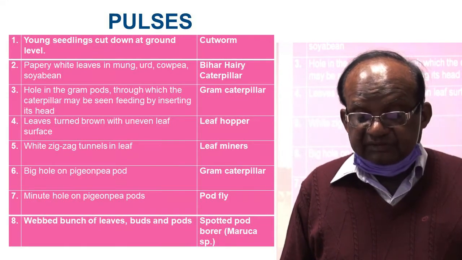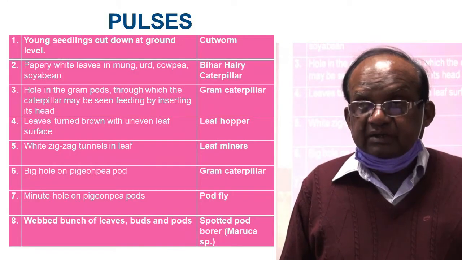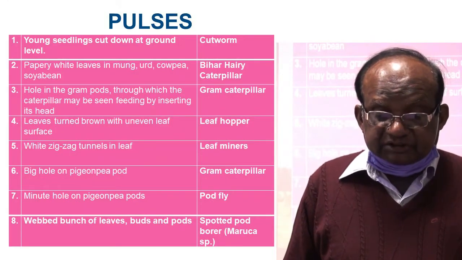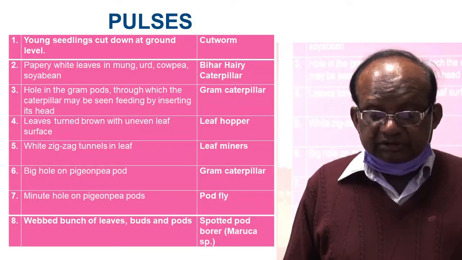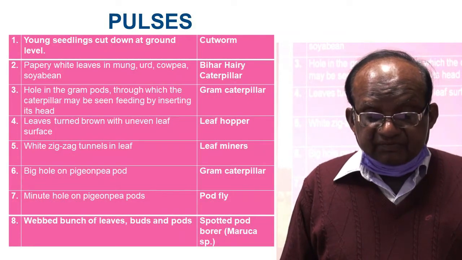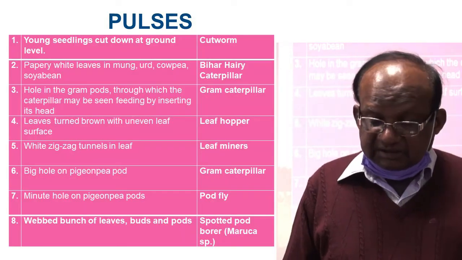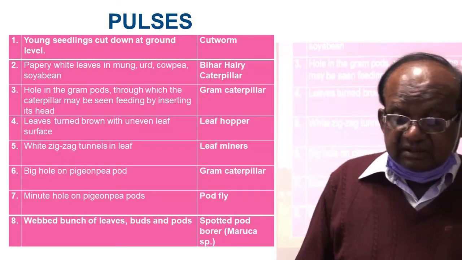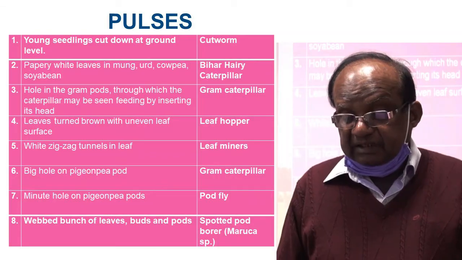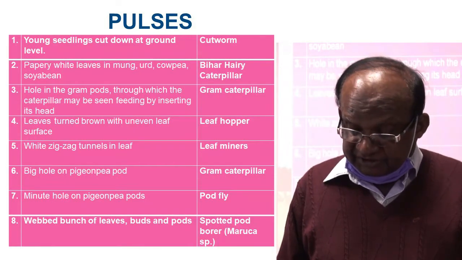Webbed bunch of leaves. If the growing twigs have webbed bunches of leaves, buds and pods, then it indicates that the pigeon pea is affected by the spotted pod borer, Maruca species.